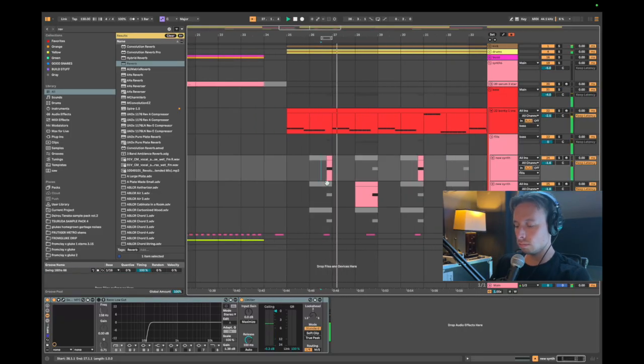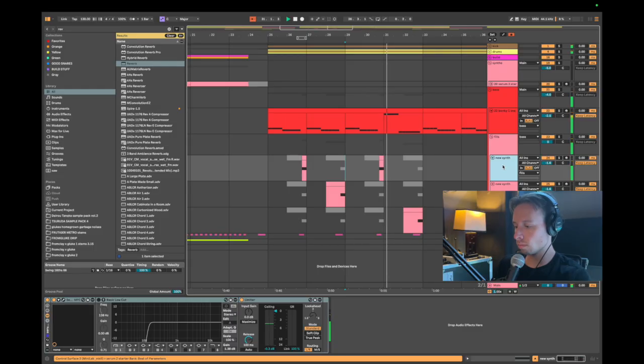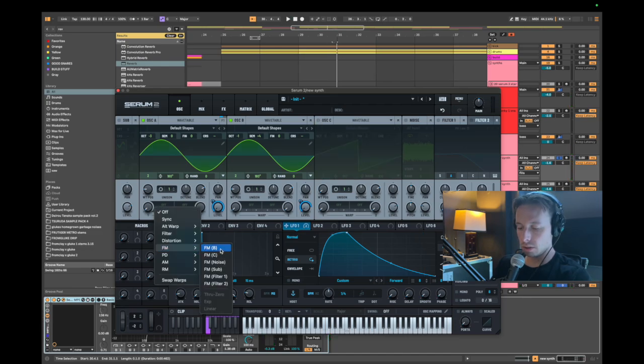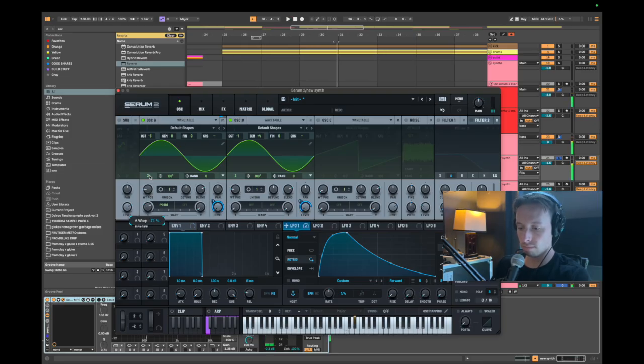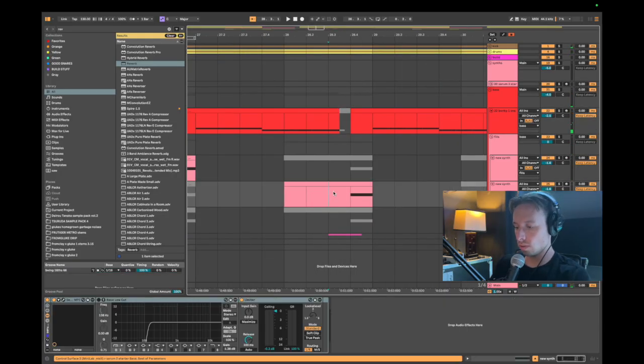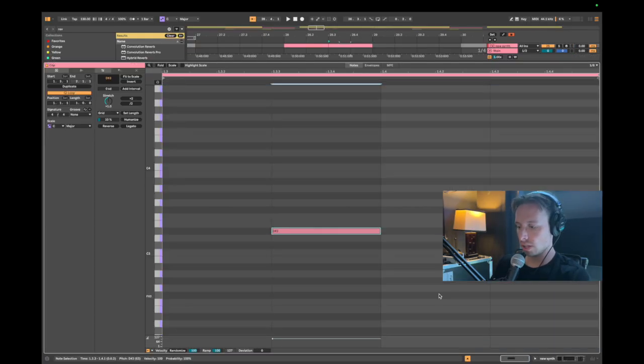Now I do want it to be a bit more aggressive. So what we could try doing is maybe do a bit of frequency modulation from B, or we could do phase distortion. And so what that's going to do is help boost the harmonics from this oscillator into this oscillator. And then for this fill, I hear sort of something that plays off this offbeat.